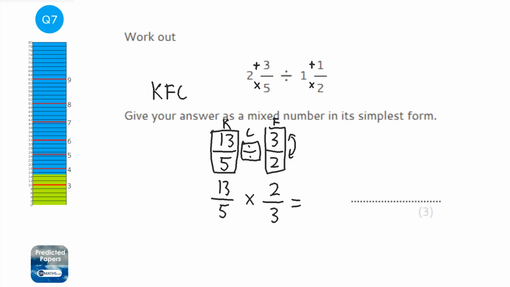And then all we need to do is times it out, so that would be 26 over 15. Now I know 1 whole 15 can be taken off 26, and that leaves 11 at the top. So it would be 1 and 11/15.